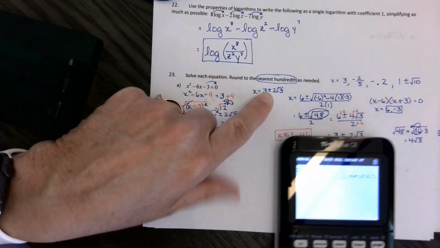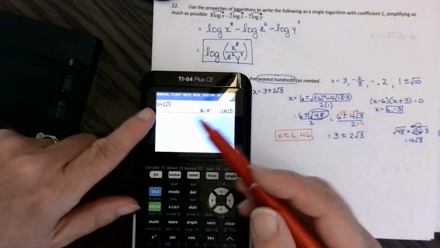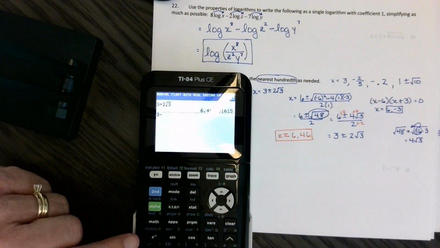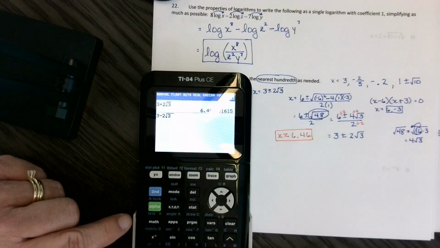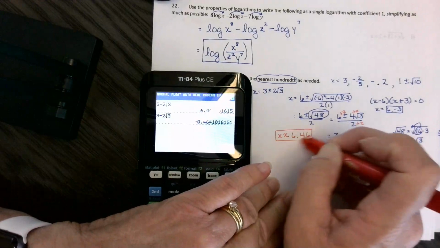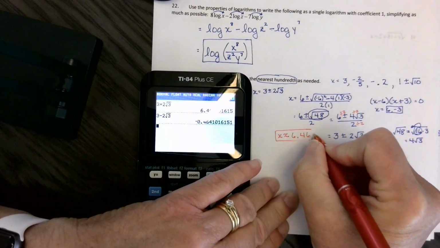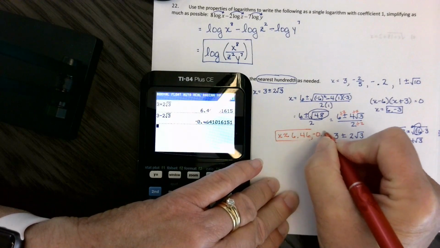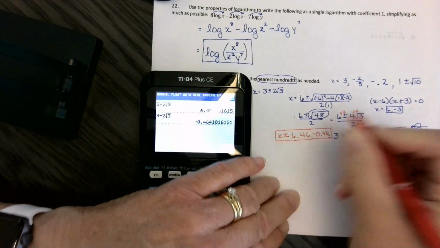I just did the 3 plus 2 times the square root of 3, but I also have to do 3 minus 2 times the square root of 3. When I do that, my other answer, let's put it here, is negative 0.46. So those are my two answers.